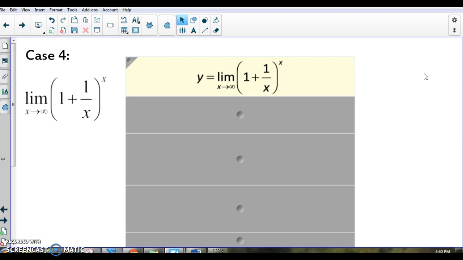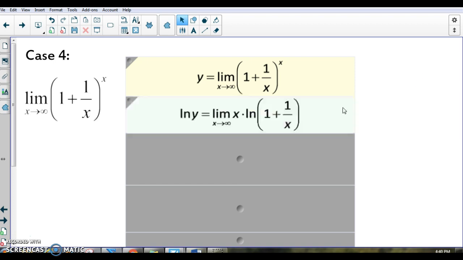So we're going to treat this as an equation, and we're going to take the natural log of the left side and the natural log of the right side. And when we do that, we use log rules and we pull the x out front. So now I have the limit, and you're kind of ignoring the limit for right now, of x times natural log of 1 plus 1 over x.